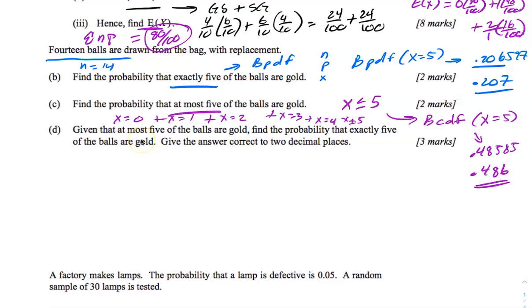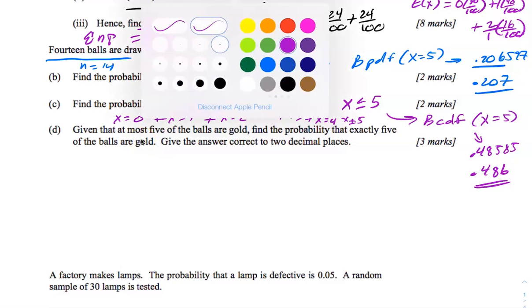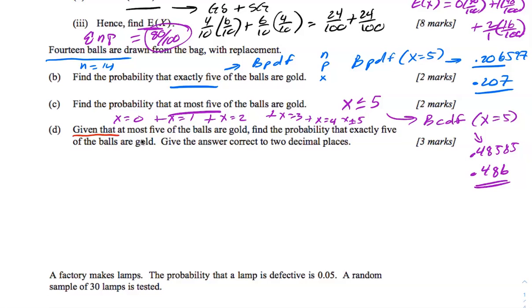So next one, our favorite type of question. Given that. So D is a given that problem. So we're doing binomial, and we still have a given that problem. Given that at most 5 of the balls are gold, find probability that exactly 5 balls are gold. Give your answer to 2 decimal places.